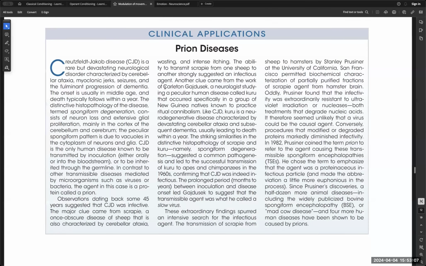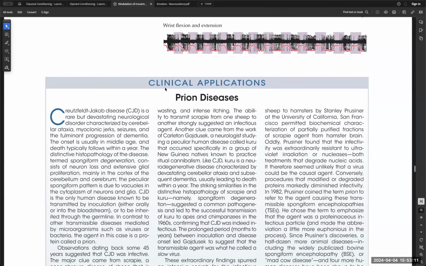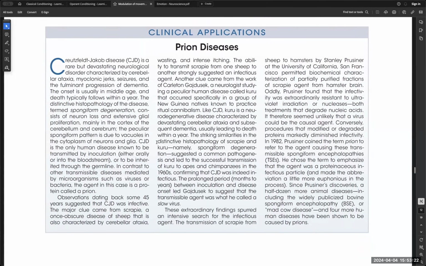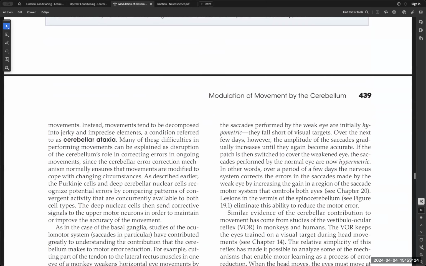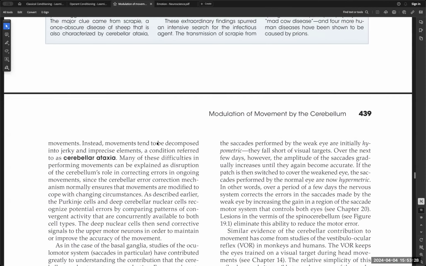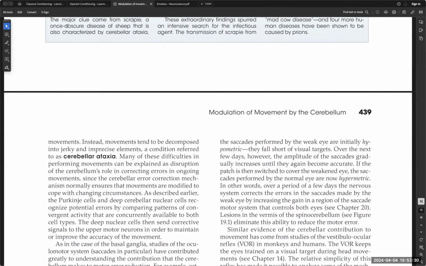Okay, prion disease, you can take a look at this on your own, guys. It causes something that we call spongiform degeneration, I think you should cover this in pathology. And it leads to ataxia-like and cerebellar-like symptoms. But how do we know that actually, so in terms of ataxia, who wants to tell me what ataxia is?